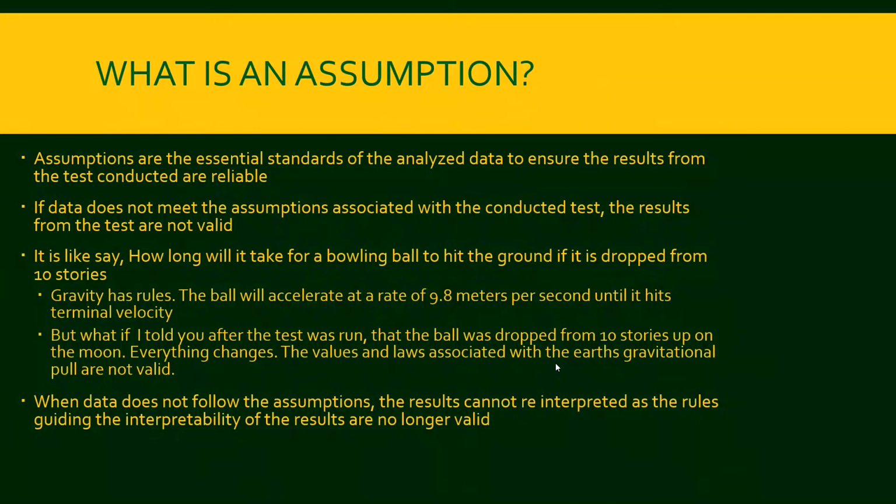In the same situation, if I say we're going to run this hypothesis test, but in order to run it we need to make sure that the population data follows a normal distribution, and the population data actually follows a uniform distribution, it's the same as saying I'm going to drop the ball on the moon as compared to the earth and expect the exact same results. You can't do that. You've got to make sure that you have met the right assumptions for your data before you run a test on it. And if you don't meet those assumptions, your data is useless.